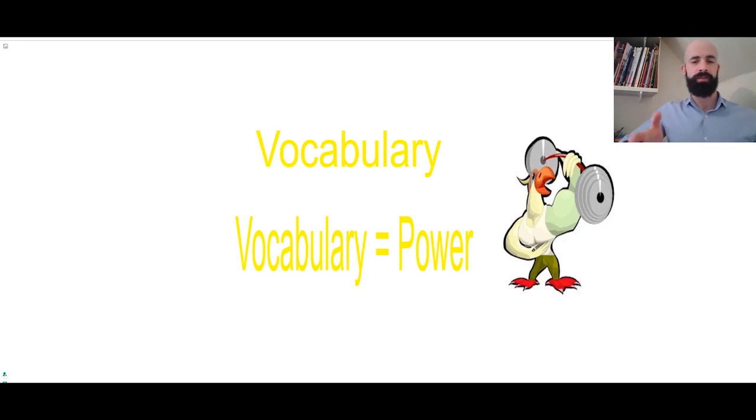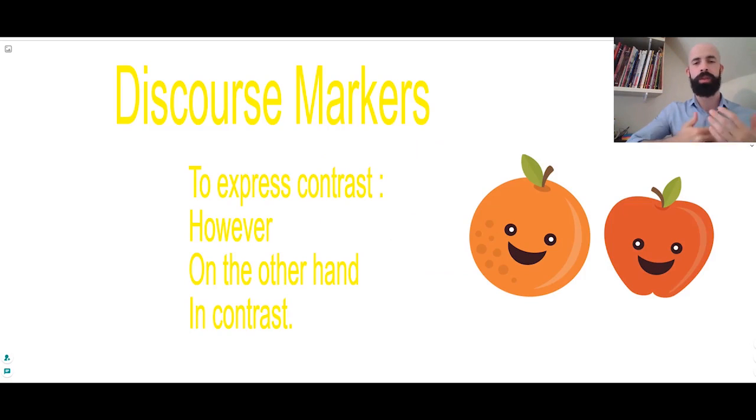Okay, so first of all, we're going to look at discourse markers. And as I've stated on this first slide here, your vocab is kind of your power, really. The more extensive your vocabulary is, the more sophisticated it is, the more powerfully you're going to be able to express yourself. Okay, so looking at discourse markers, first of all, we've got expressions of contrast. So, however, on the other hand, in contrast. The way you should use these, you should put them at the start of a sentence, and then there should be a comma after them, and then you would go on to make the rest of your point. However, comma, and then whatever the contrasting point is.